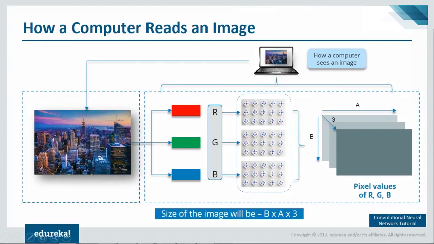So when I say that the image size is B cross A cross 3, it means that there are B rows, A columns, and 3 channels. So if somebody tells you that the size of an image is 28 cross 28 cross 3 pixels, it means that it has 28 rows, 28 columns, and 3 channels. So this is how a computer sees an image, and this is for colored images. For black and white images, we have only 1 channel.